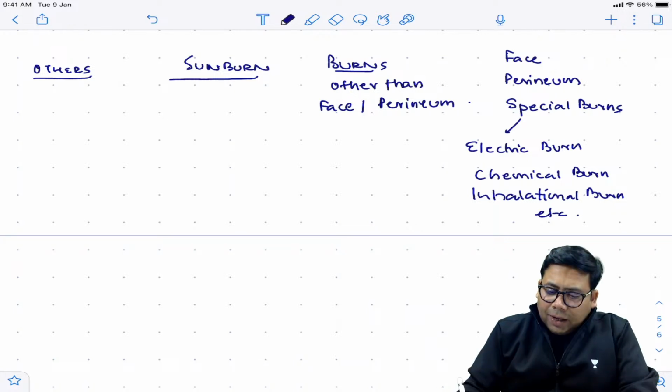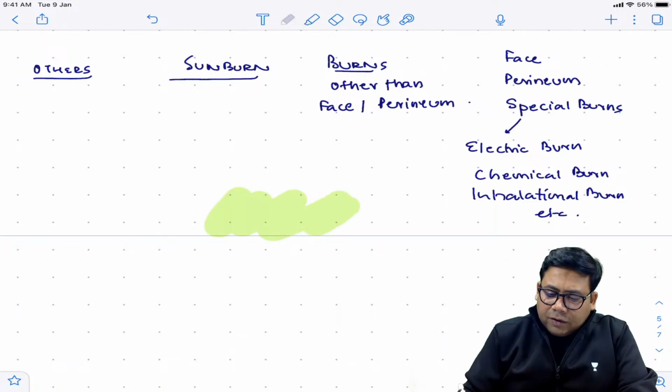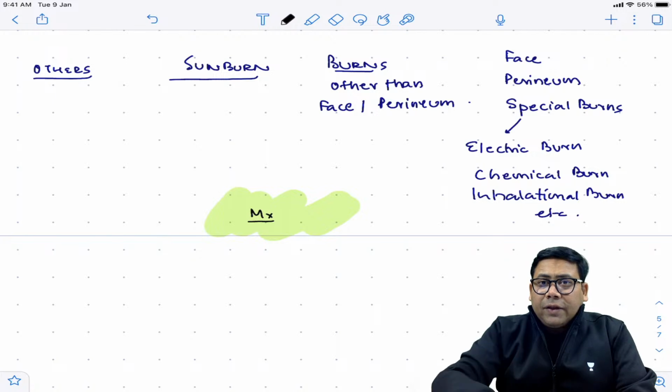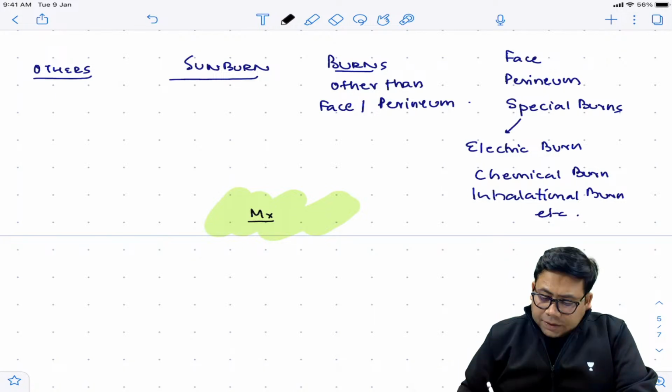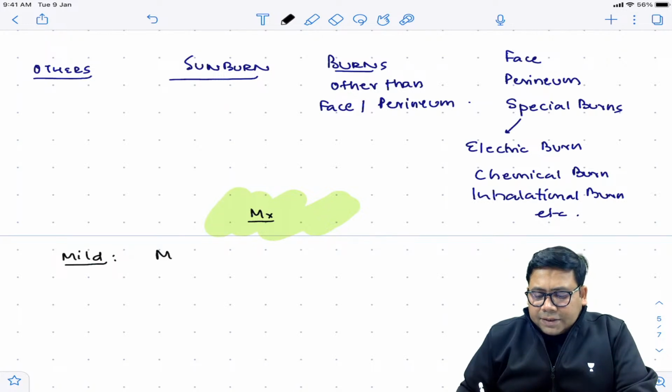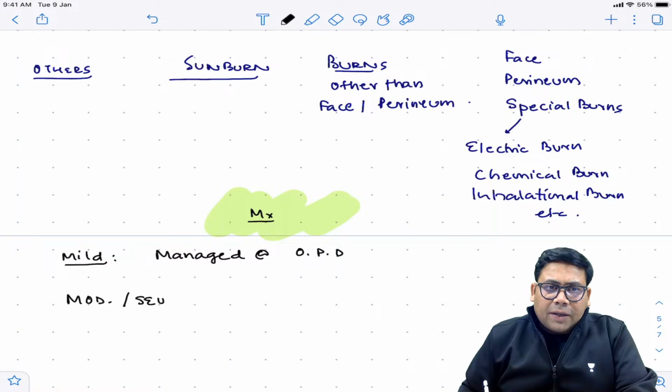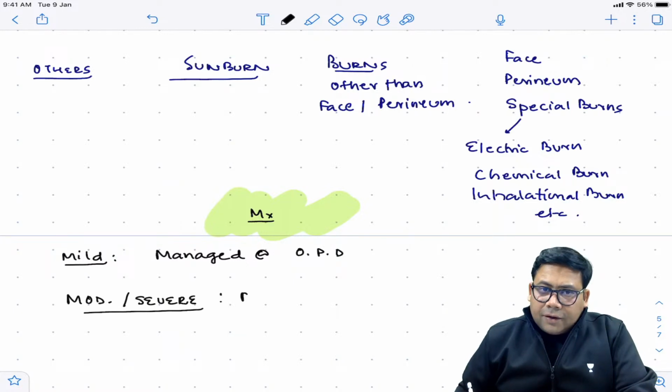Now, when you talk about the management, it is very important for you to understand. What is the management? It is very simple. Mild category burns are managed in OPD. This is very important. You don't need to admit these patients. However, moderate and severe burn patients require hospital admission.